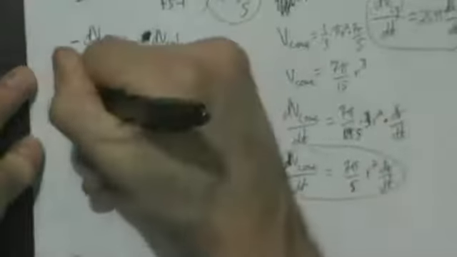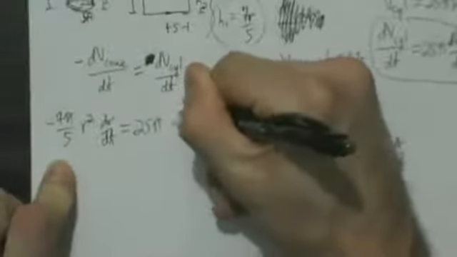So let's take dV cone dt, that's this guy. So we're going to take negative that. So negative dV cone dt is negative 7 pi over 5 r squared dr dt. All right, so this is negative dV cone dt, and it equals dV sil dt, which is this guy over here. It equals 25 pi times dh2 dt.